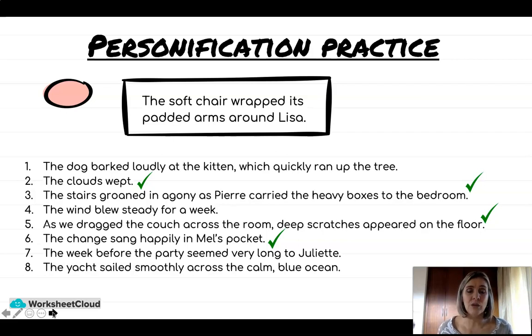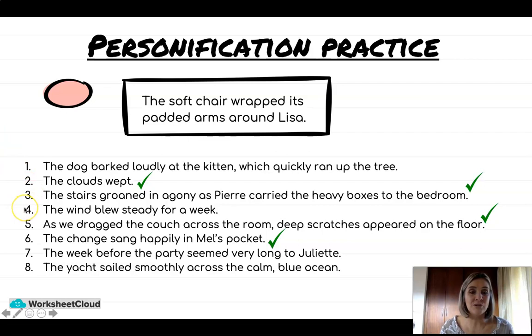Number 2, the clouds wept. Clouds can't cry. Lovely imagery there, so that is personification. Number 3, the stairs groaned in agony as Pierre carried the heavy boxes to the bedroom. Can stairs actually go, ooh, no, they can't. So stairs can't groan. I love that use. It is an example of personification.